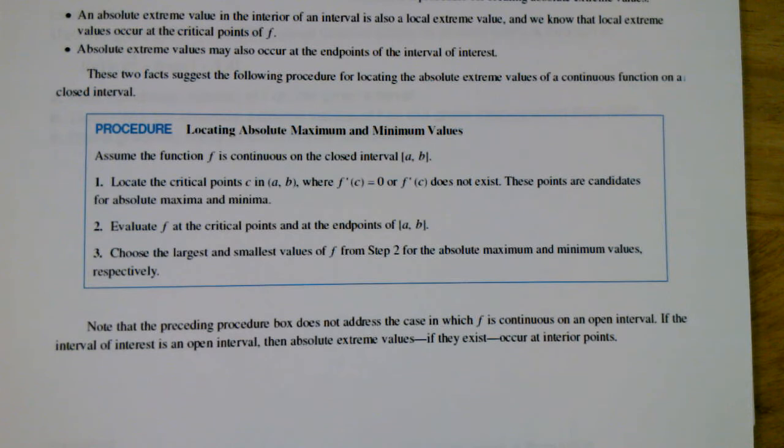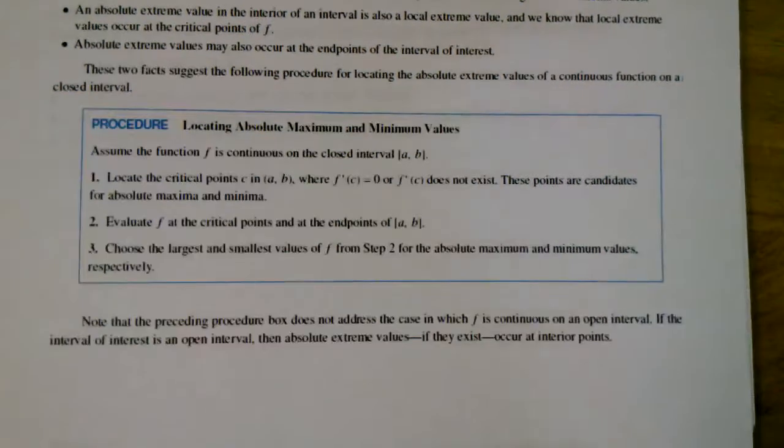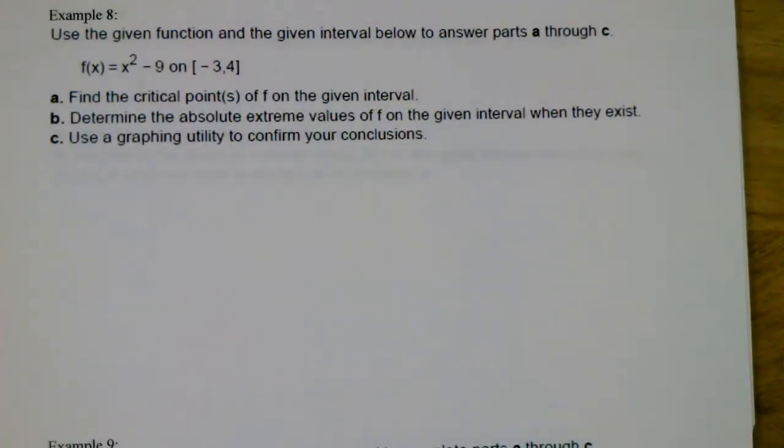All right, so now let's look at this example number 8 on your handout and see how we will be able to do this one. Here we're going to use the given information and the given interval below to answer parts A through C. Here we got f of x is equal to x squared minus 9 on the interval -3 to 4. And here I want to find the critical points of f on the given interval. In part B, we want to determine the absolute extreme values of f on the given interval when they exist, and then use a graphing utility to confirm your conclusions.